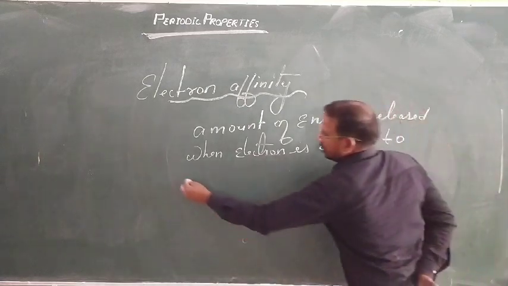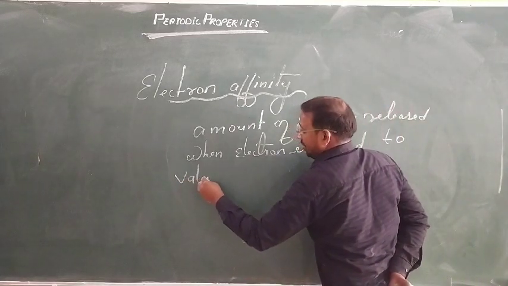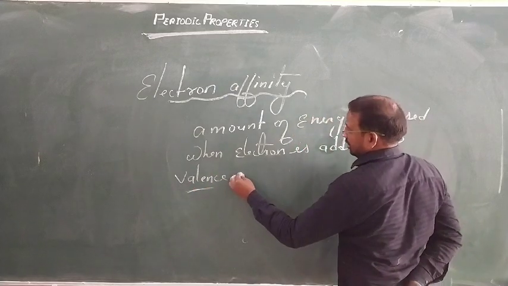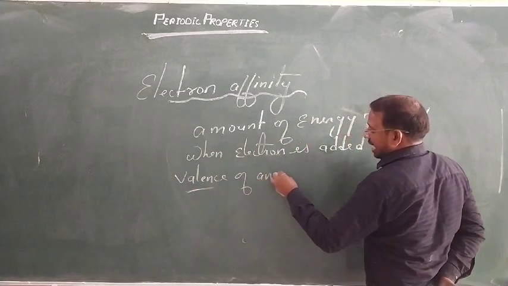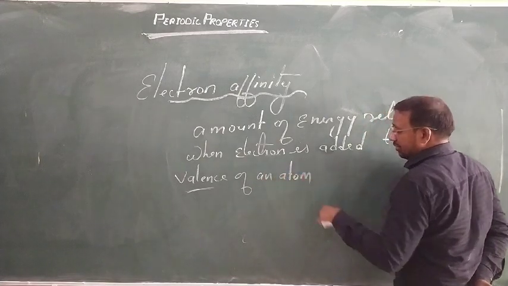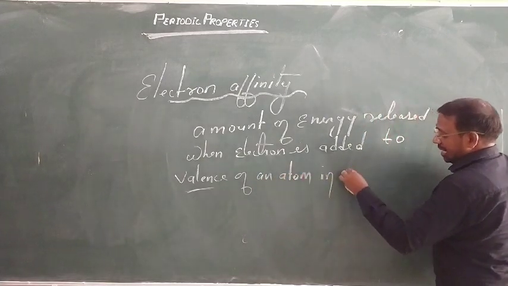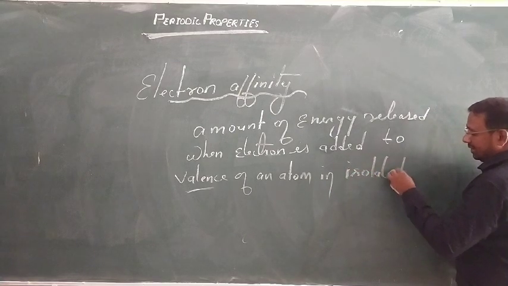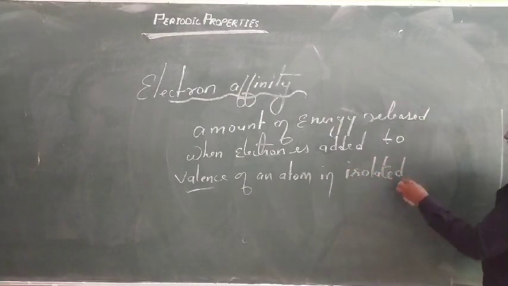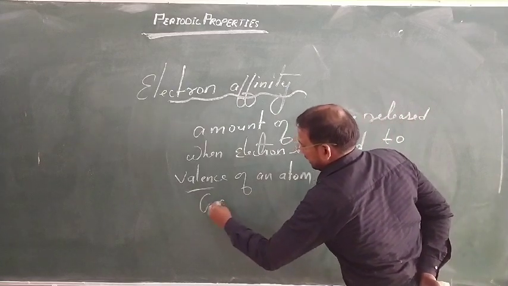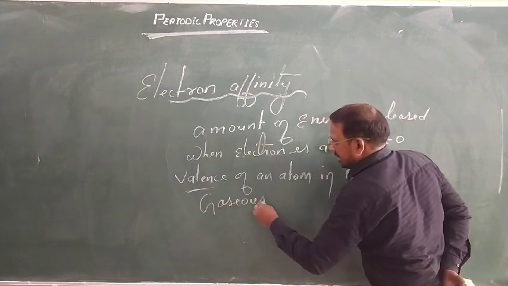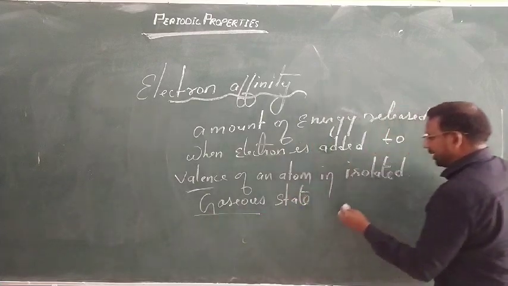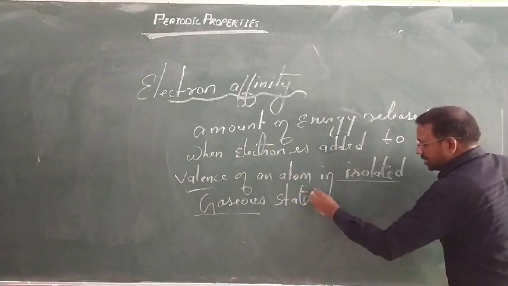to the valence shell. Always remember, the atom is in which state? In the isolated gaseous state. And why are we using the isolated gaseous state? It must be neutral.